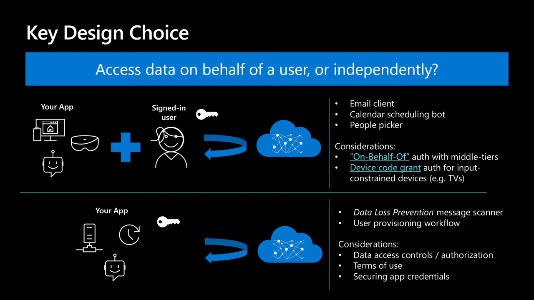The other option is you want your application to run on its own. It might be a daemon service, a user provisioning workflow, or a system that scans all the incoming messages or outgoing messages for data loss prevention. Such an application needs to have its own set of secrets, typically a certificate, to authenticate, and it can operate on large scopes of data on its own.